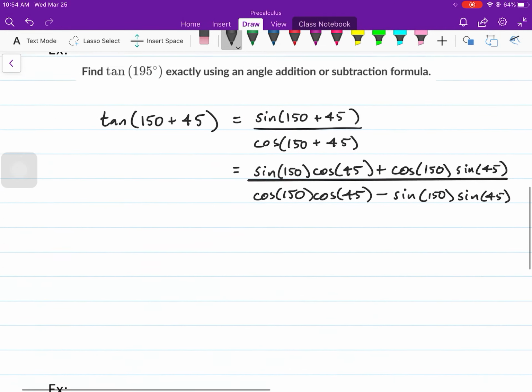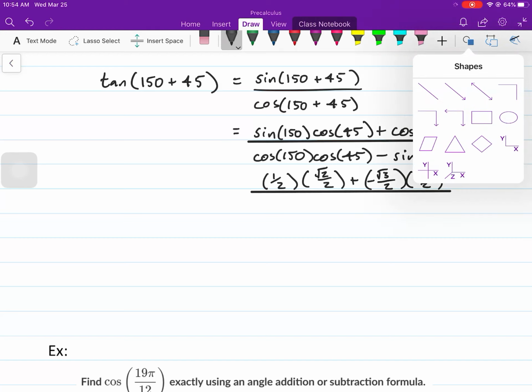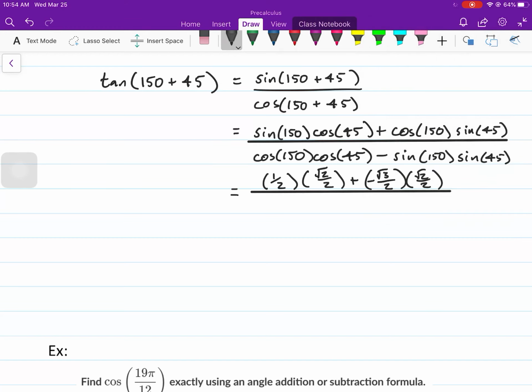So sine of 150, well, that's just going to be 1/2. Cosine of 45 is square root of 2 over 2, plus cosine of 150 is going to be negative square root of 3 over 2, times sine of 45, which is square root of 2 over 2. And then on the bottom, cosine of 150, that's going to be negative square root of 3 over 2, and then cosine of 45 is square root of 2 over 2, minus sine of 150 is 1/2 times sine of 45 is square root of 2 over 2. We're just going to multiply, simplify all this.